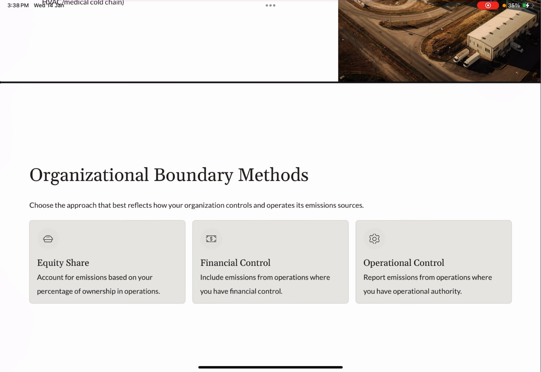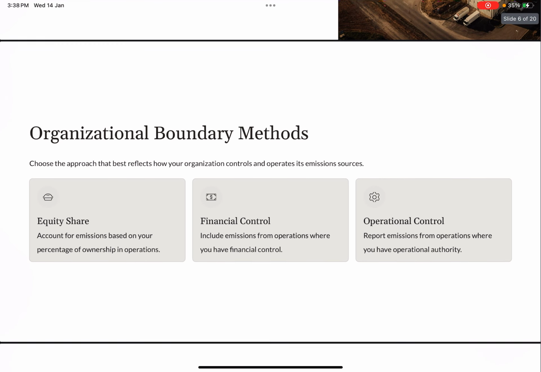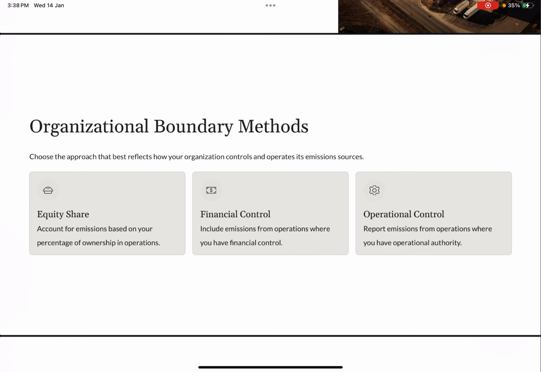The organizational boundary method means we need to fix the ownership. It could be fixed based on the equity share. So if the equity share is 50%, the emissions accounted for has to be 50%. It would depend upon the financial control. So it includes the emissions from operations where the company has the financial control, and also the operational control, wherein the emissions from operations where the company has operational authority are included.